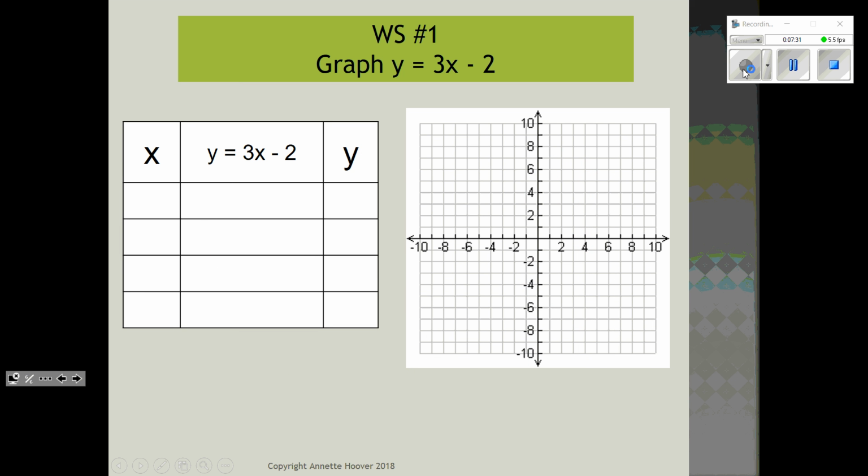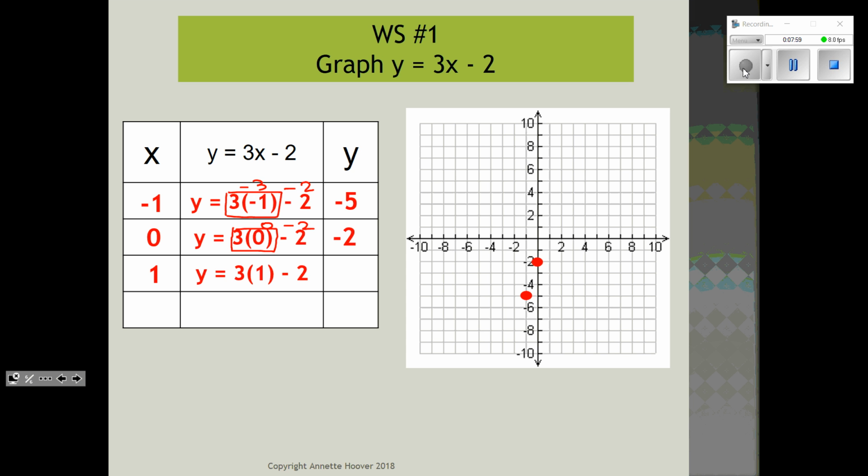Okay, here's another example. So if I plug in negative 1, first we do our multiplication. 3 times negative 1 is negative 3. Negative 3 plus a negative 2, same signs, add and keep, is a negative 5. So I graph negative 1, negative 5. If I plug in 0, I do the multiplication first. So 0 minus 2 is negative 2. So I graph at 0, negative 2.